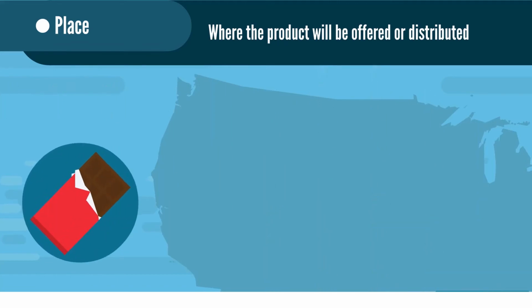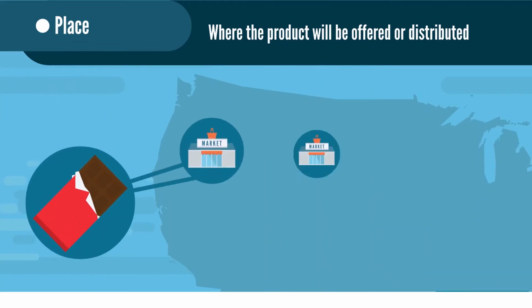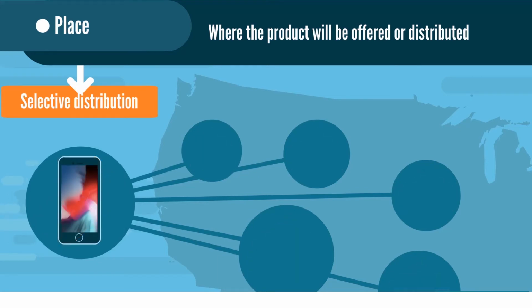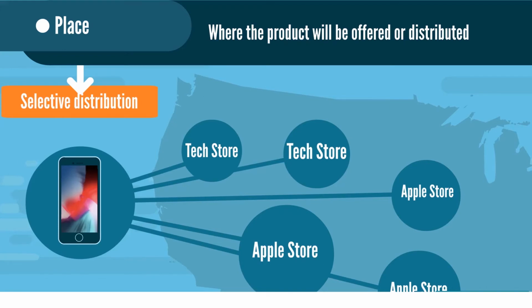But what if the chocolate bars are only available at a few select stores? Usually, this can happen if our marketing team feels that these are the places where we've got the best chance of selling the product. In that case, we have selective distribution. A good example is an iPhone. You can find it in the Apple Store, tech stores, or other similar locations, but never in the grocery store.